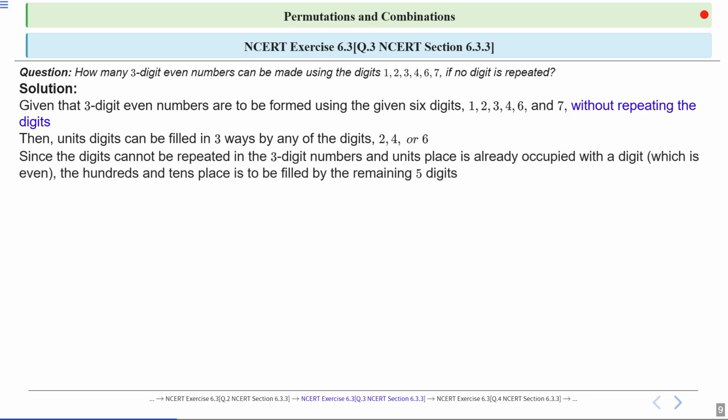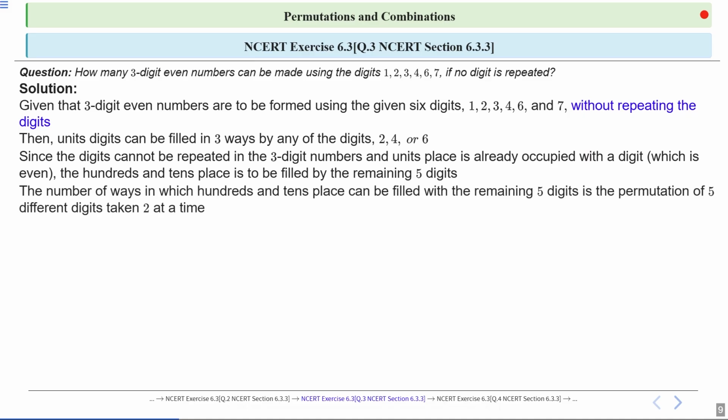Since the digits cannot be repeated in the 3-digit numbers, and the unit place is already occupied with an even digit, the hundreds and tens places are to be filled by the remaining 5 digits. To find the number of ways to fill the hundreds and tens places, we use permutations. Specifically, we need to calculate the permutation of 5 different digits taken 2 at a time. So what is that permutation?